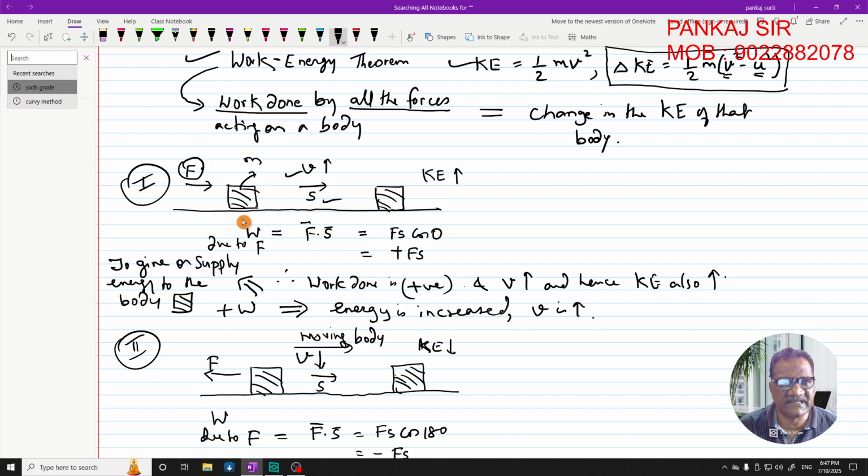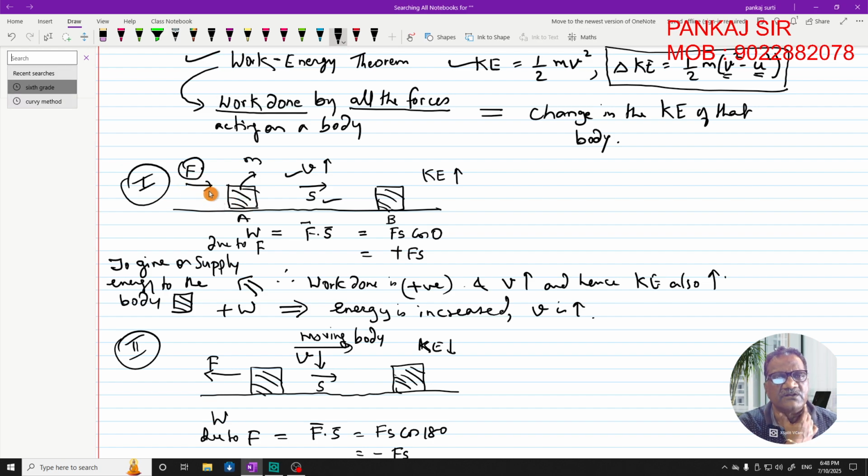From say A to the point B, displacement is in the direction of A to B. Now, let us try to find out the work done due to this single force F. Right now we are considering only this single force F.